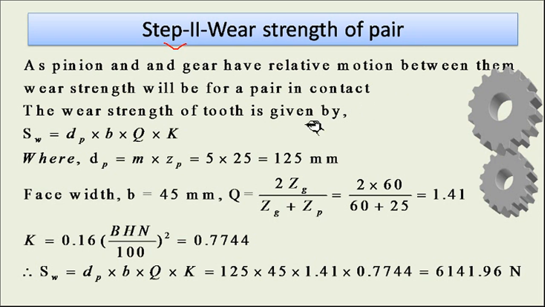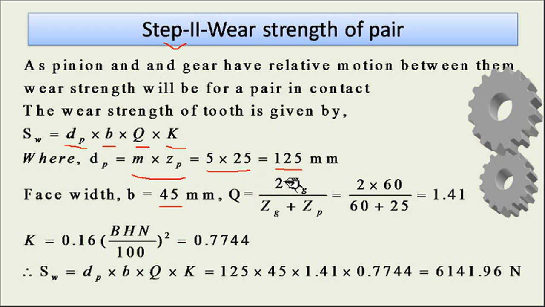So the wear strength equation of a gear tooth is given by SW is equal to dP into B into Q into K, where dP is the pitch circle diameter for the pinion. So it is M into ZP, module is 5, number of teeth on pinion is 25, so it is 125 mm. Face width is 45 mm, it is given itself in the statement.